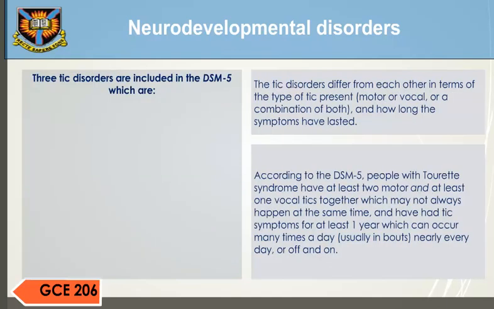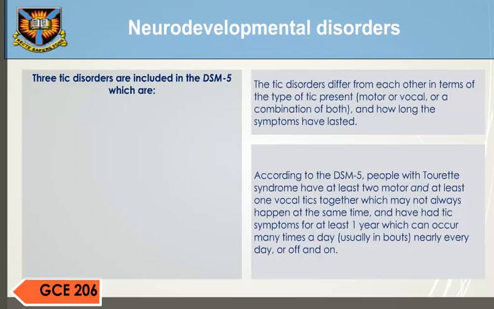3 tic disorders are included in the DSM-5, which are: 1. Tourette's disorder, also called Tourette's syndrome, TS. 2. Persistent or chronic motor or vocal tic disorder. 3. Provisional tic disorder. The tic disorders differ from each other in terms of the type of tic present, motor or vocal, or a combination of both, and how long the symptoms have lasted.